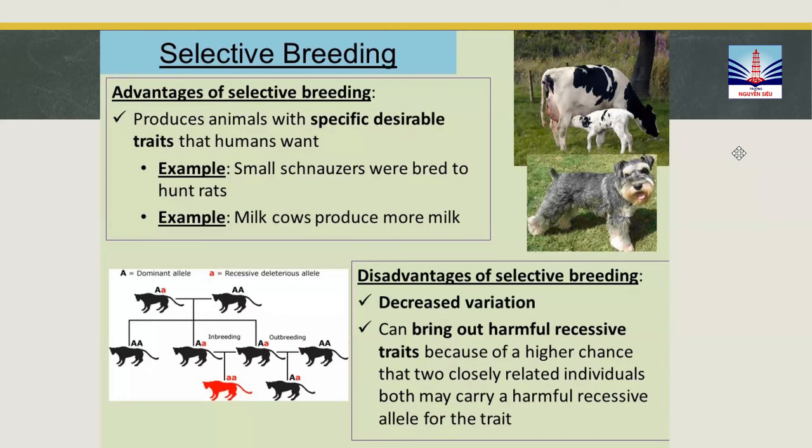However, there are a couple disadvantages, which include decreased variation, because we're basically limiting the variation of the species, since we're only choosing a very small part in the entire species. And this can bring out harmful recessive traits due to the chance that maybe two recessive traits are combined into one offspring, and that may affect the offspring itself.